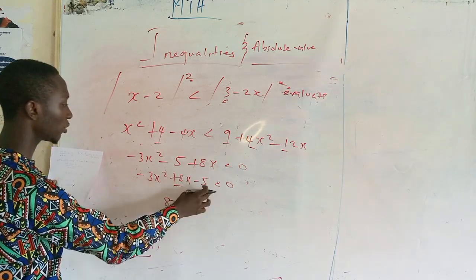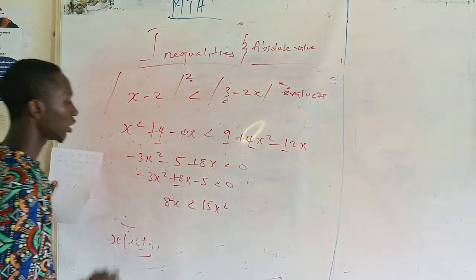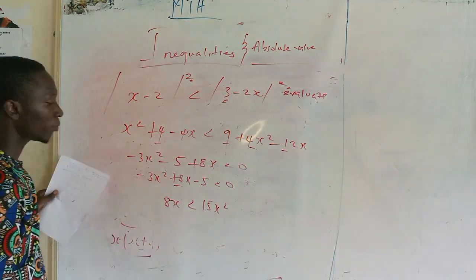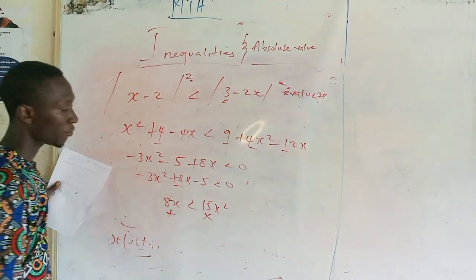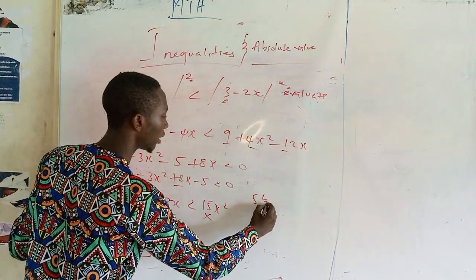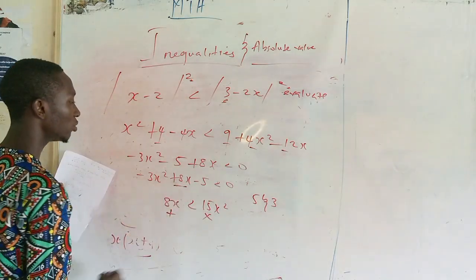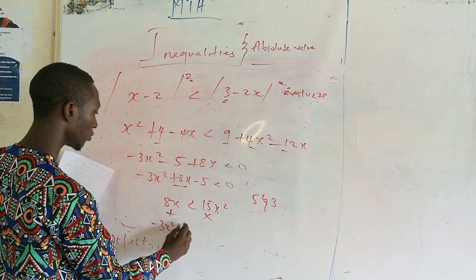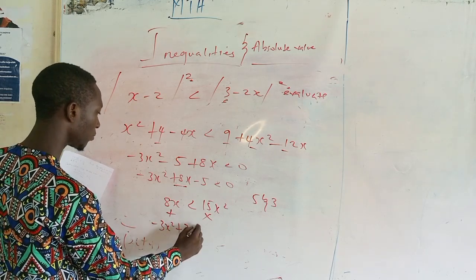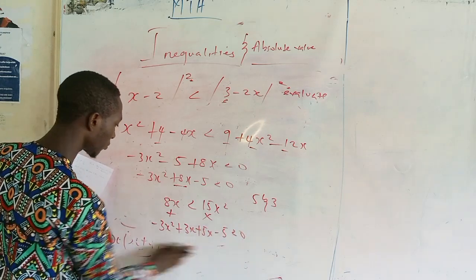Multiply this and this. Minus 5 times minus 3 becomes 15x squared. So now you look for two numbers that multiply to give us 15 and add to give us 8. So it is 5 and 3. 5 times 3 is 15, 5 plus 3 is 8. So we represent the middle term with these terms. So we have minus 3x squared plus 3x plus 5x minus 5 less than 0.